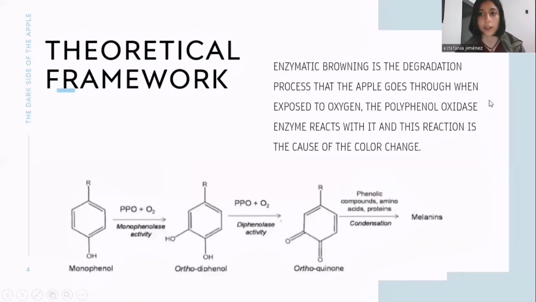First, what causes the color change? Enzymatic browning is a degradation process that the apple goes through when it's exposed to oxygen. The polyphenol oxidase reacts with it, and the monophenols of the apple turn to orthodiphenols and orthoquinones, and this process ends up in the formation of melanins, and this is why coloration is observed.